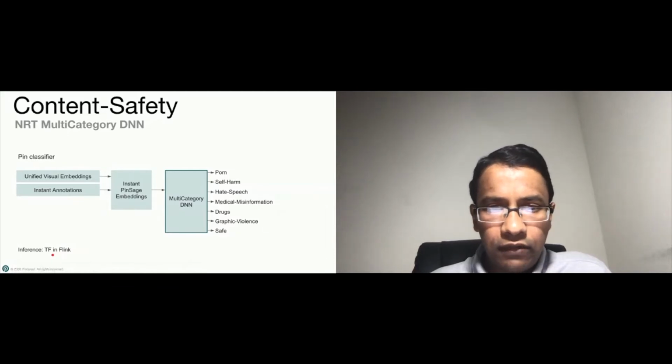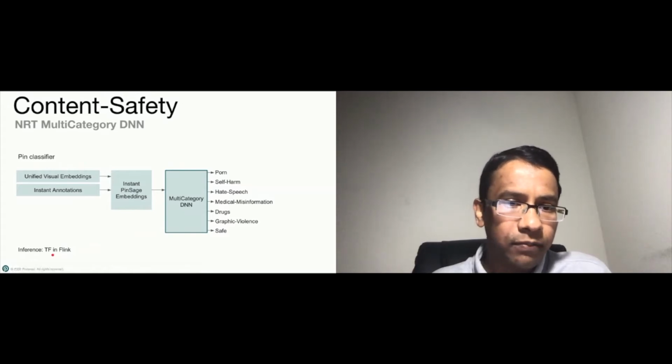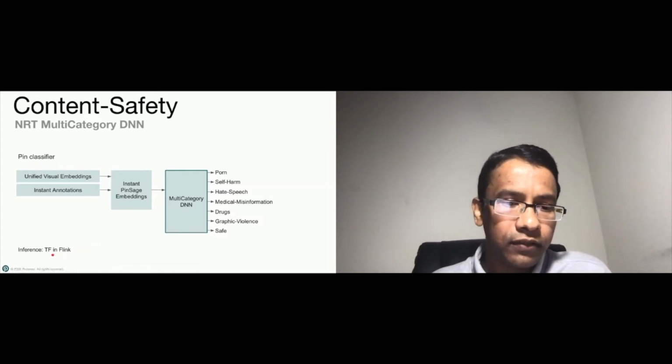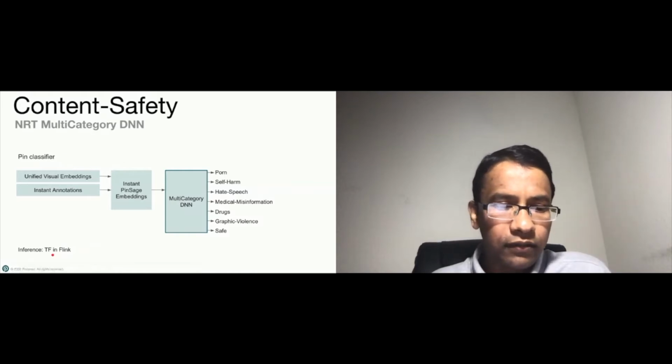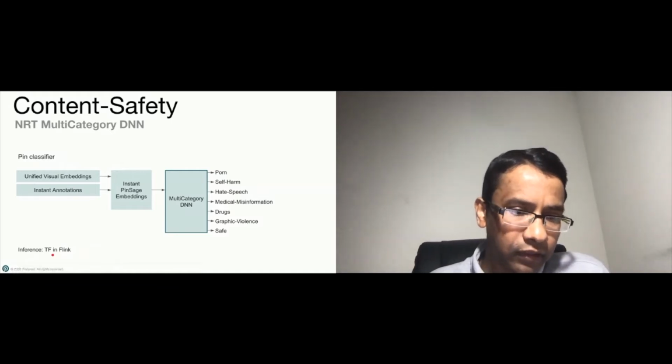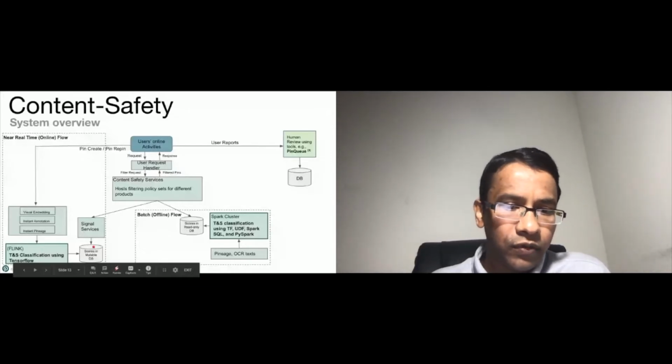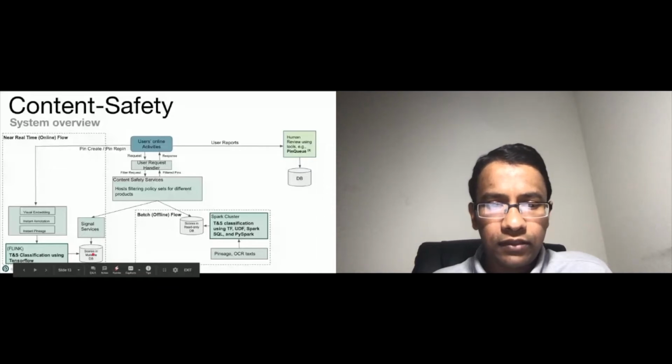How these two sit in our system is like this. When a user does the activity, either pin create or pin repin, we take the pin, we extract the visual embeddings, instant annotations, then we do the generation of instant PINSES embeddings. Then it goes to our Flink machine where we run the trust and safety classification model. Using TensorFlow, we do the inference, and then it goes into a mutable database and it's served through a services.